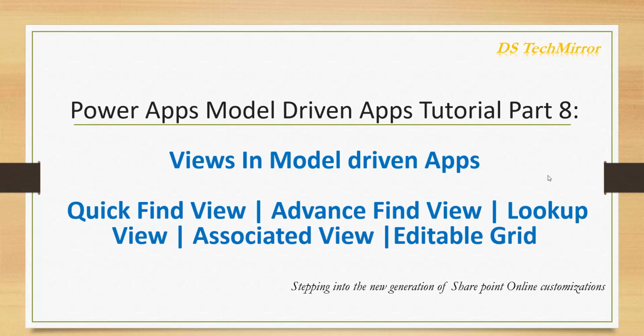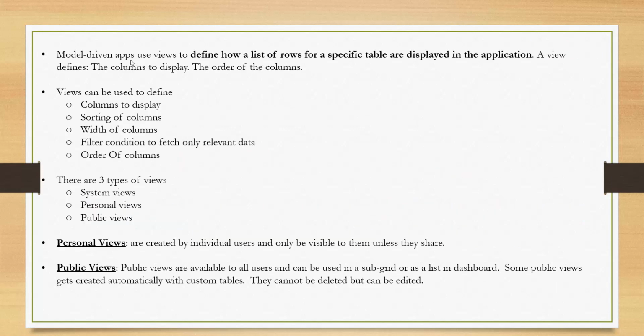In today's video, we will learn views in model driven apps. So let's dive in. In the first line, I have defined a basic definition of the views. Model driven apps use views to define how a list of rows for a specific table are displayed in the application. A view defines the columns to display, the order of the columns, sorting of columns, width of columns, and filter conditions.